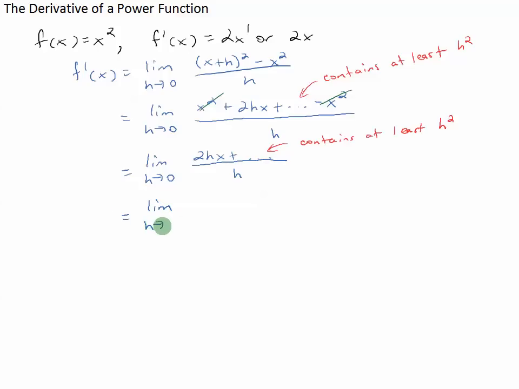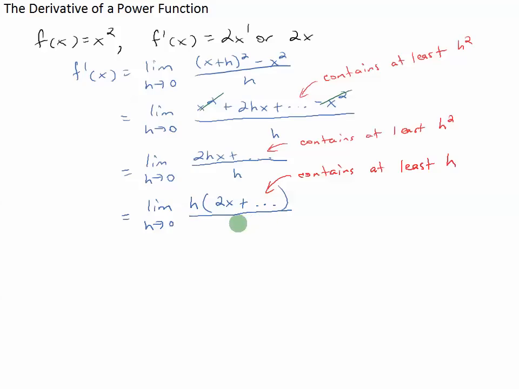So we have the limit as h goes to 0. On top we could factor an h out, right? Because everything on top has h. So if I factor out h of the first term, I'm left with 2x plus dot dot dot. Now, what can you tell me about the dot dot dot if I factor out h? Well, it used to contain at least h squared, but I factored an h out, so now it contains at least h.